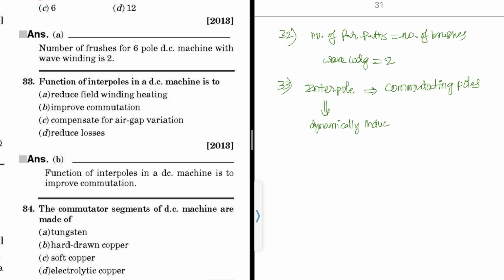Dynamically induced EMF. During the commutation process, there is a voltage called reactance voltage. By introducing interpoles, we create a dynamically induced EMF. It will neutralize this reactance voltage and improve the commutation process. That's why interpoles are also called commutating poles. So the function of interpoles in a DC machine is to provide commutation.